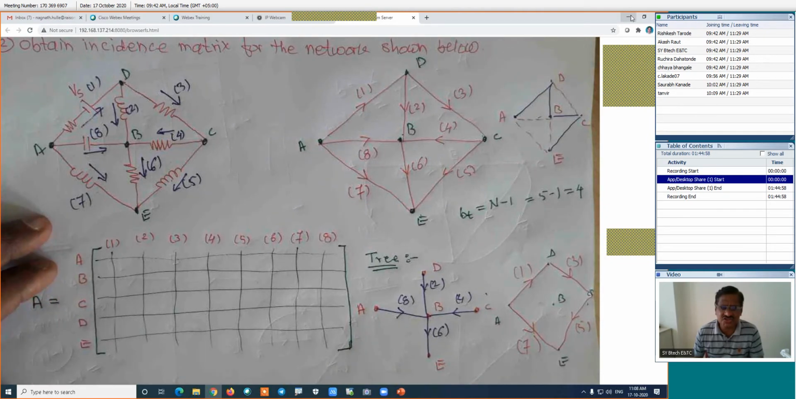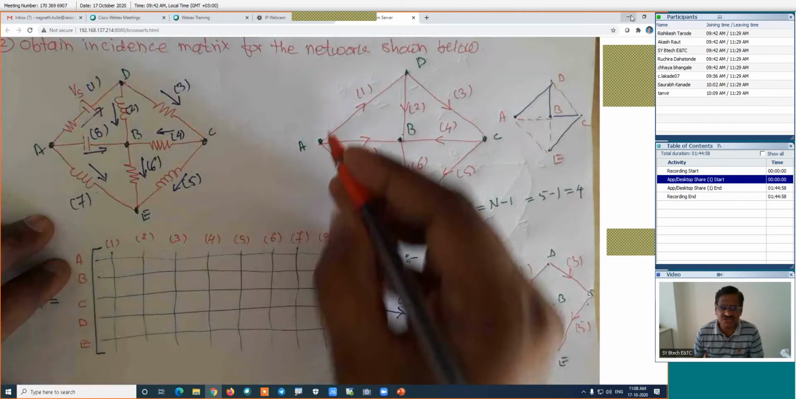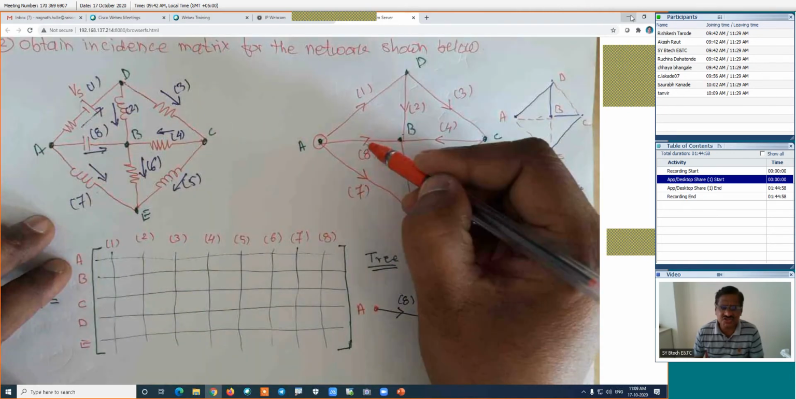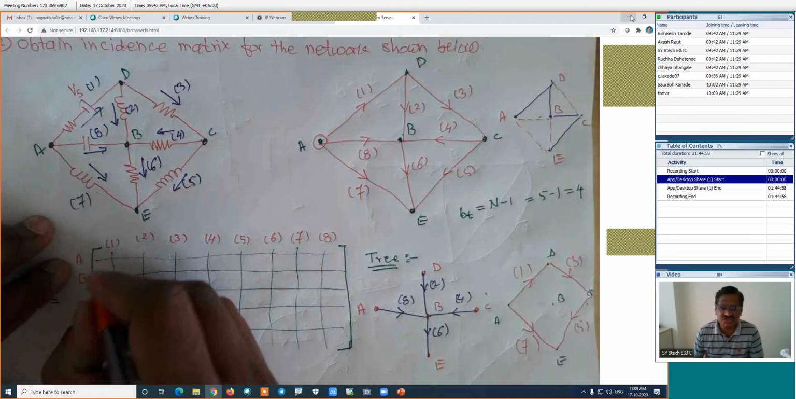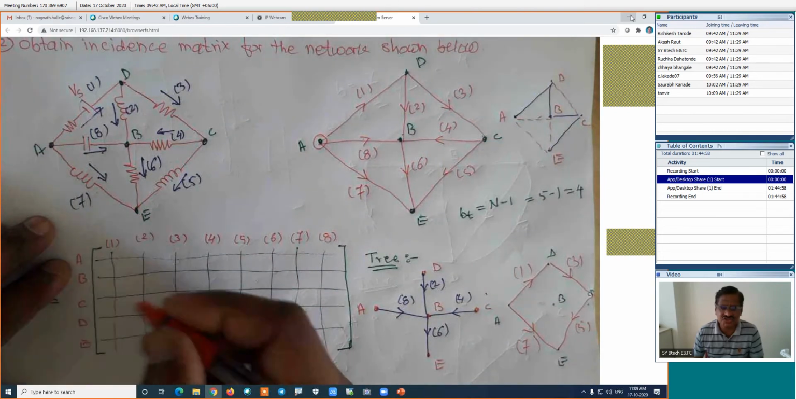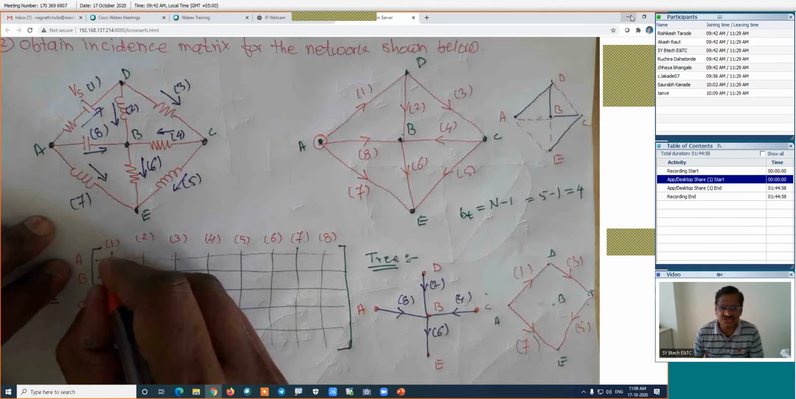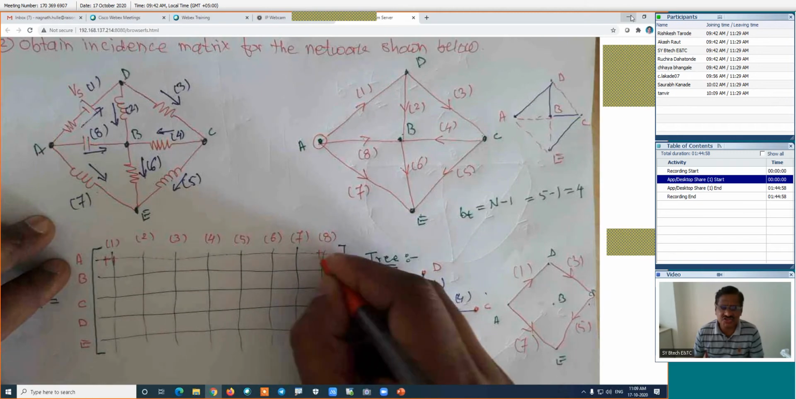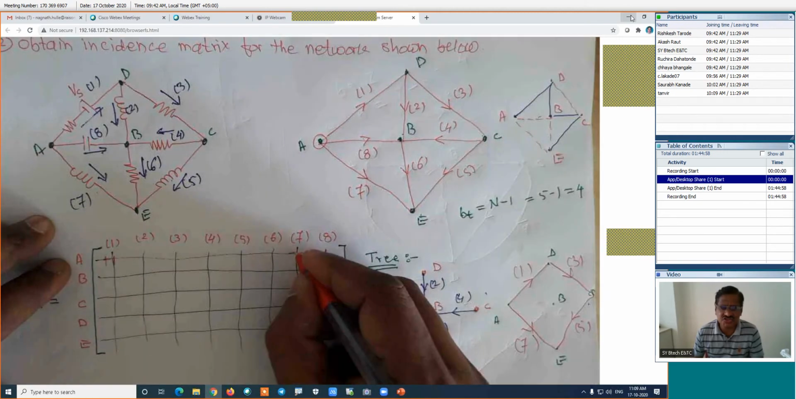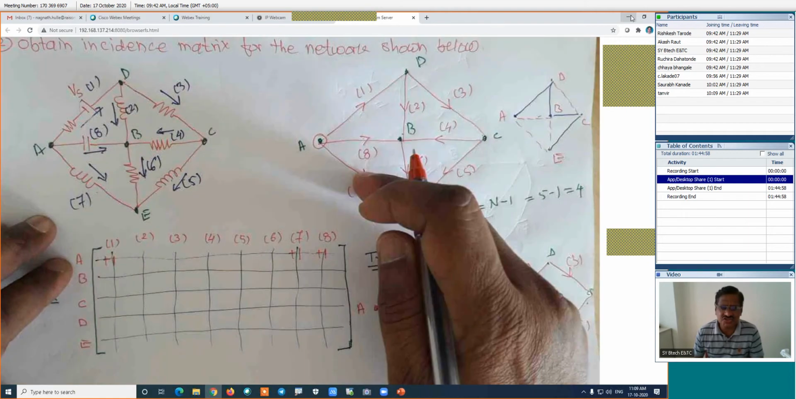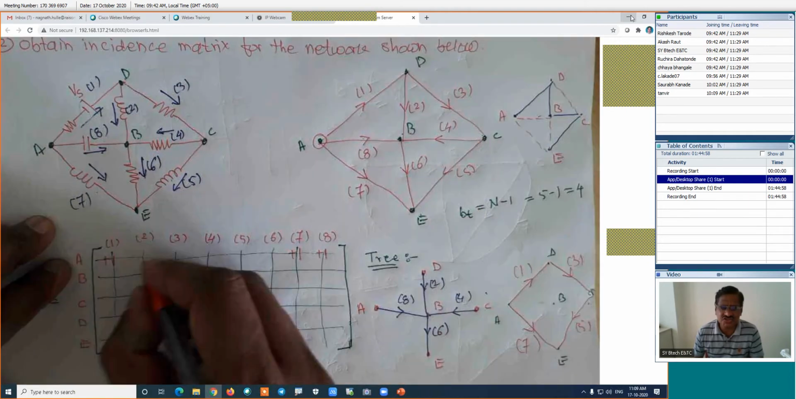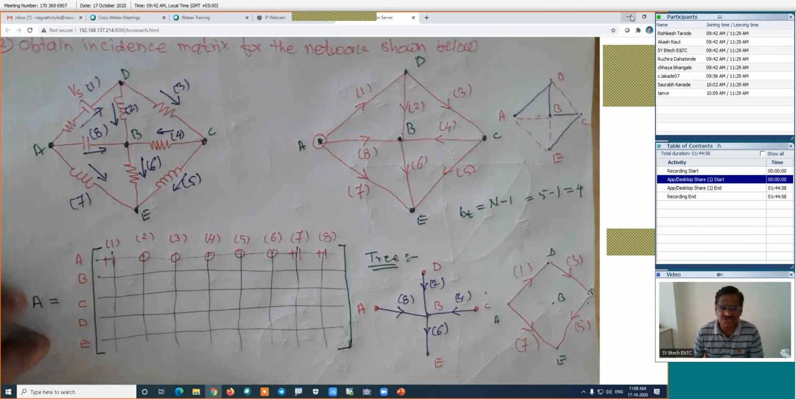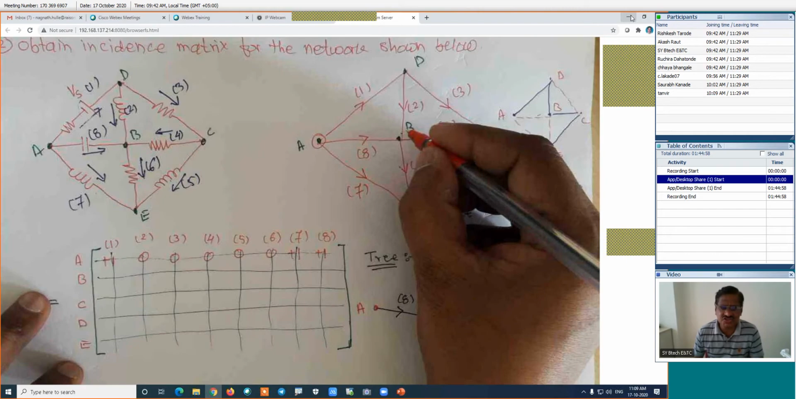Now look at it. I'm discussing this node A. For node A, branch number 1 is outgoing, 8 is outgoing, and 7 is outgoing. How will the outgoing entry be? The outgoing entry will be taken as +1. 1 is +1, 8 is also +1, and 7 is also +1. Other than that, there is no other branch connected to this node. That's why the remaining entries will be 0. We have completed node A.